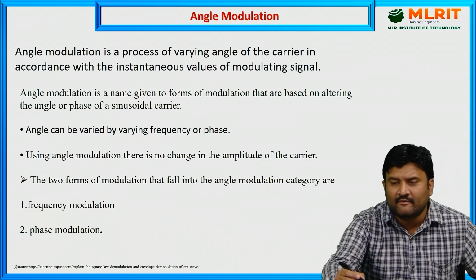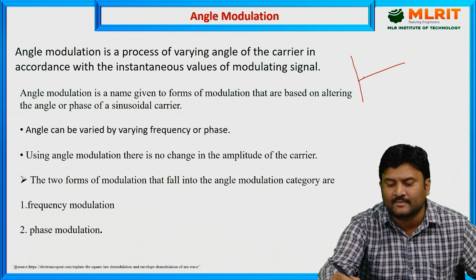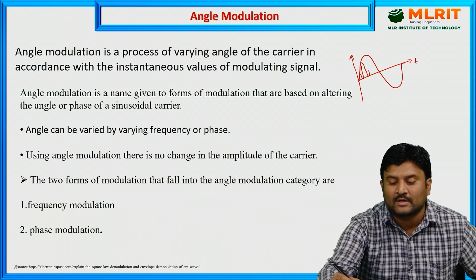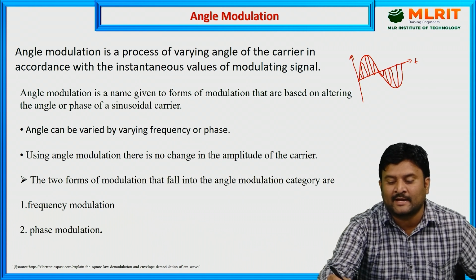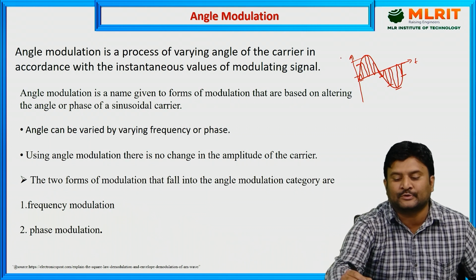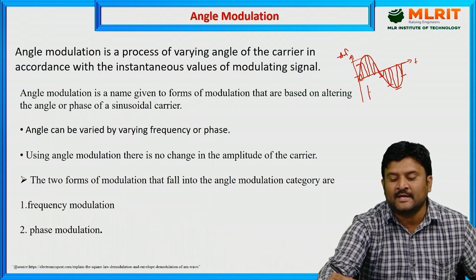That means, once we are observing the waveform, if you take this as a message signal, the amplitude of the carrier signal is varied according to amplitude levels of the message signal, which is called amplitude modulation. Here the amplitude is varying. At this point one amplitude, at this point one more amplitude, and at this point one more amplitude. This is called AM.